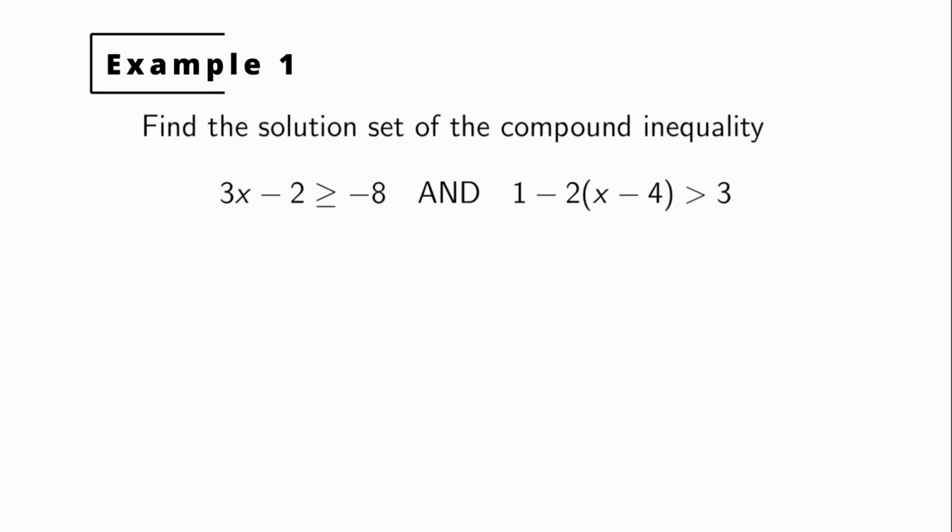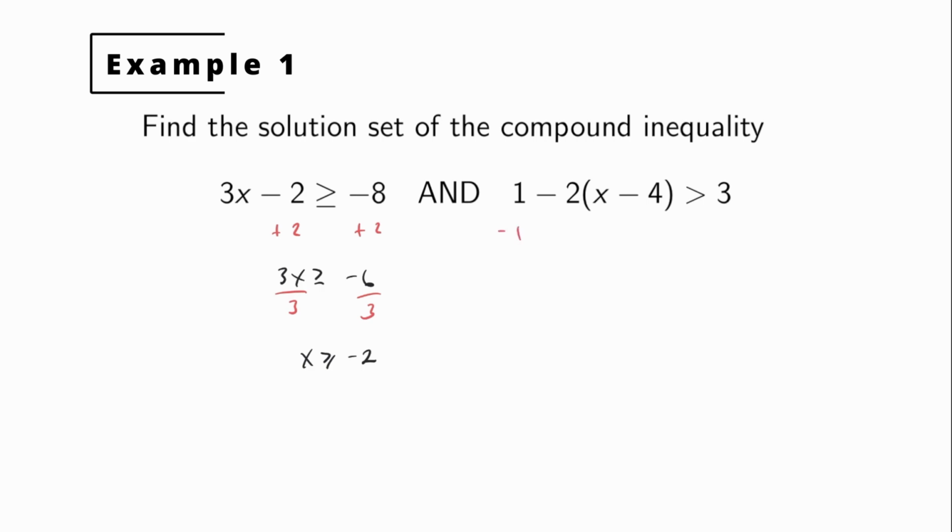All right, let's start by solving this compound inequality. So first we add 2 to both sides over here, and we have 3x is larger than -6. We divide both sides by 3, and we arrive at our solution set x is greater than or equal to -2. And now we have to do the same thing on the other side.